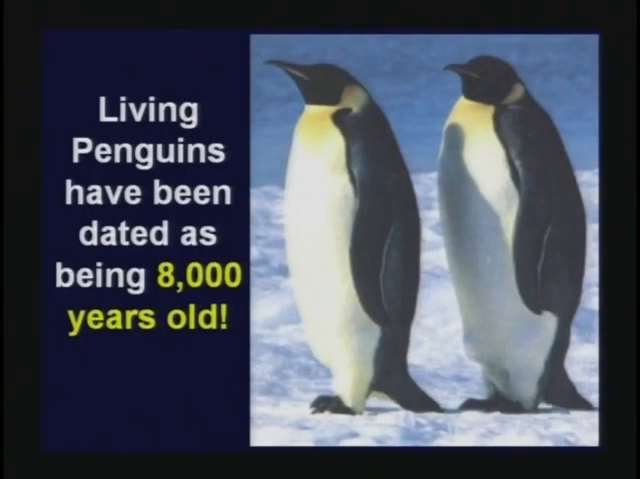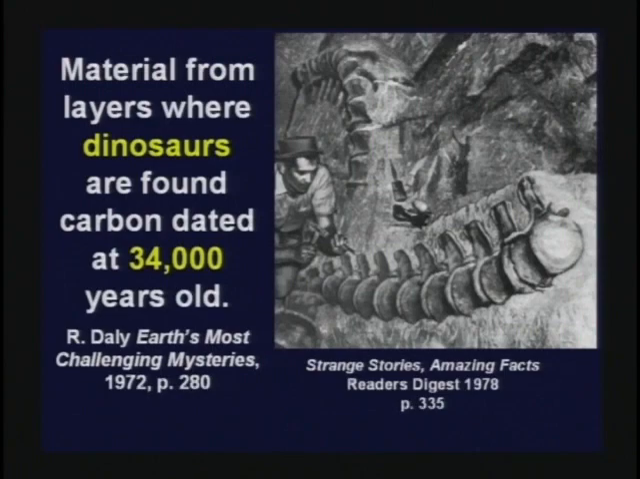That's not too good. Living penguins were dated at 8,000 years old. Materials from layers where dinosaur bones were found are carbon dated 34,000 years old. I was in a debate one time, and this professor was getting so upset. Finally, he said, how can you use Reader's Digest as a resource? I said, sir, I use Reader's Digest as a resource for the picture of the dinosaur bone, okay? It's not the resource for the fact. That's where I got the picture from. Oh, okay. So we went on to the debate. But yes, dinosaurs ought to date 70 million years old.